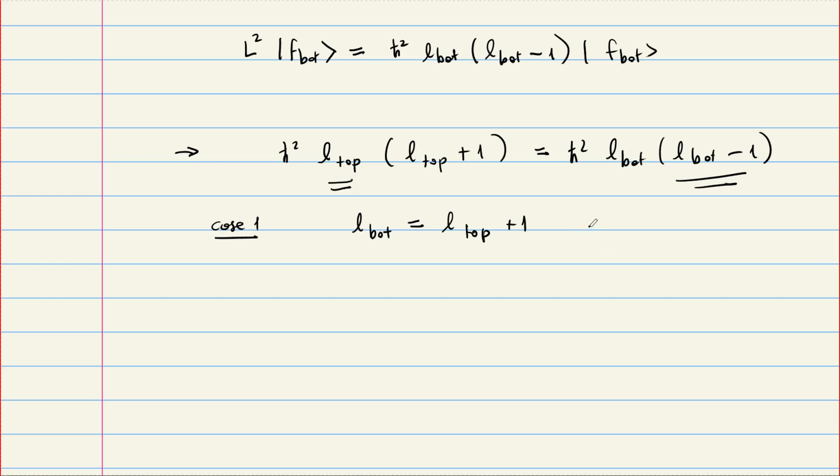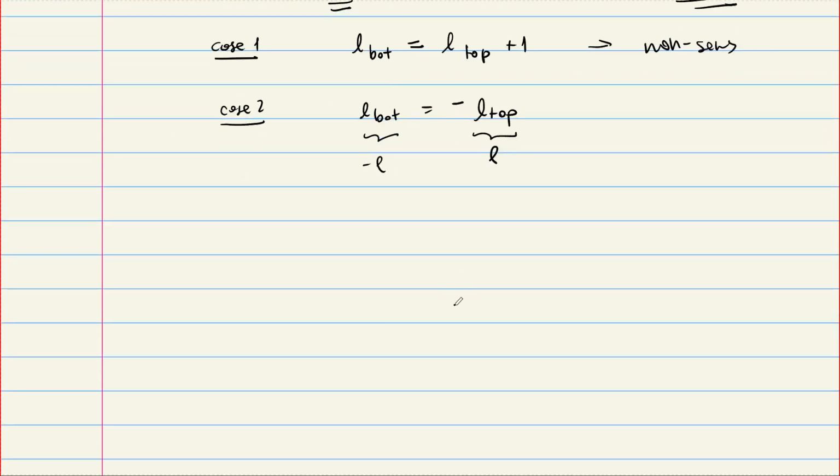But this is nonsense, because top should be top and bottom should be bottom. Bottom cannot be bigger than L top. This case 2 is L bottom can be minus L top, and in that case this is minus L top minus 1, those minuses cancel and I have the same equation. Good. Then from now on let's call this L top to be L, then L bottom is going to be minus L, right?